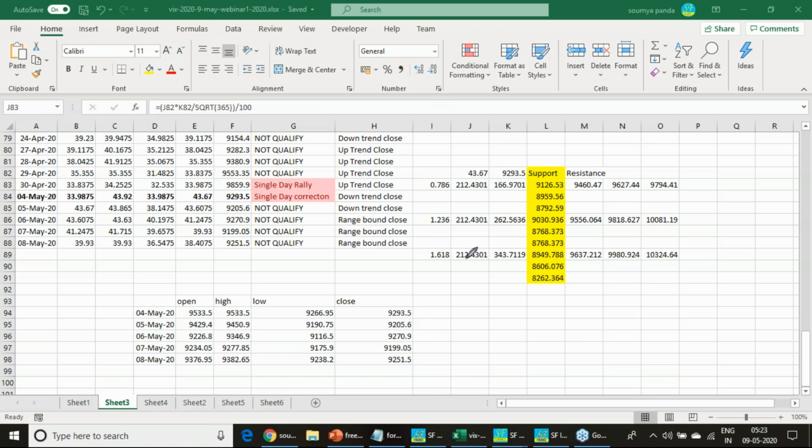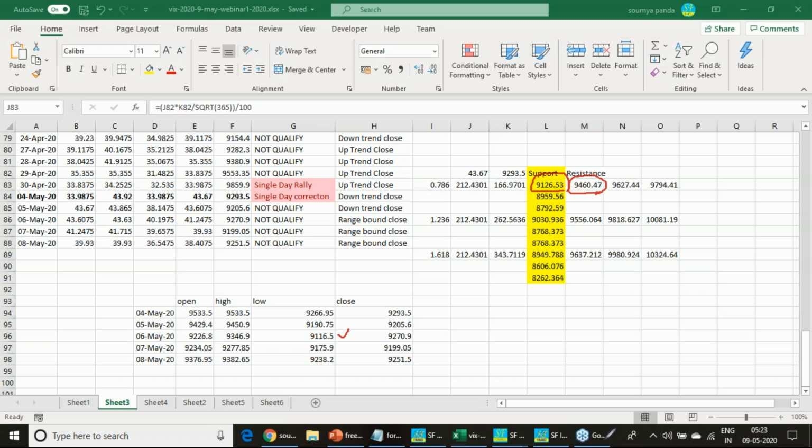Now the question comes, how can I use it? What is the point of using this? First thing is, once you have done this kind of analysis, you need to wait for one support or one resistance to break. That means it must cross this level 9126, though it has crossed once here, or it should cross 9460. Any one price it has to cross and sustain beyond, at least for half an hour to 1 hour.